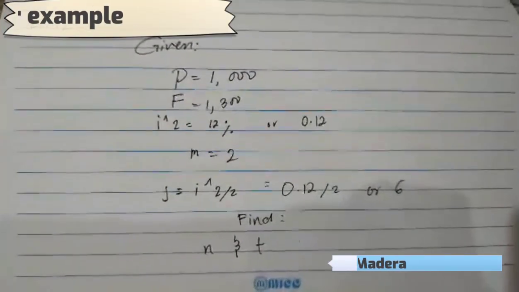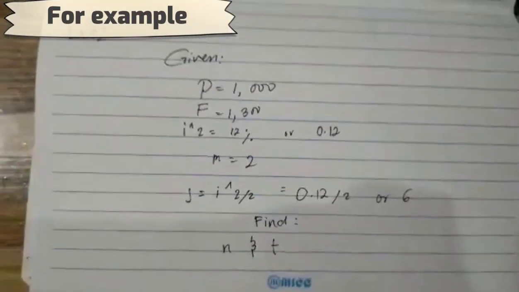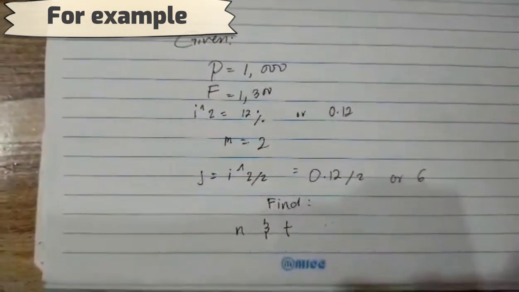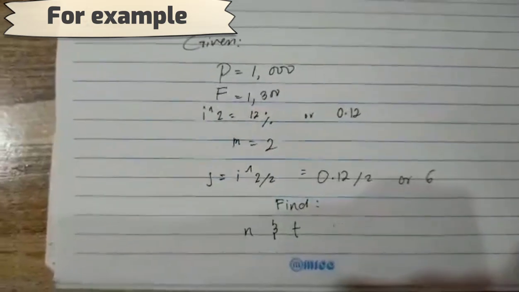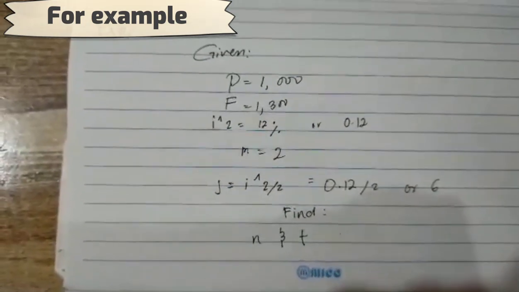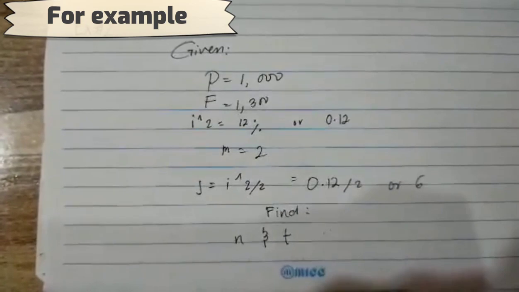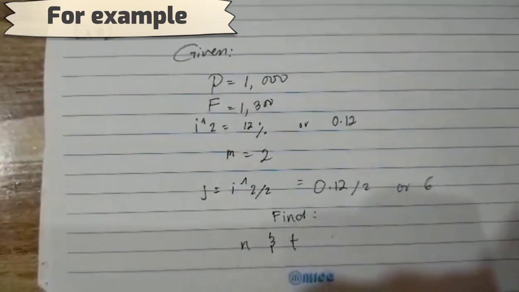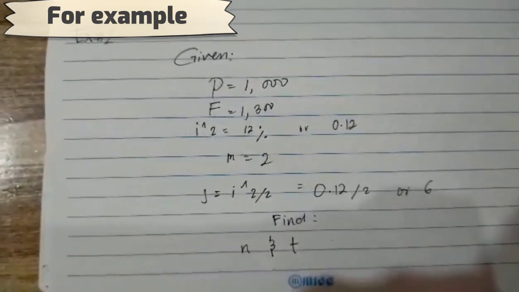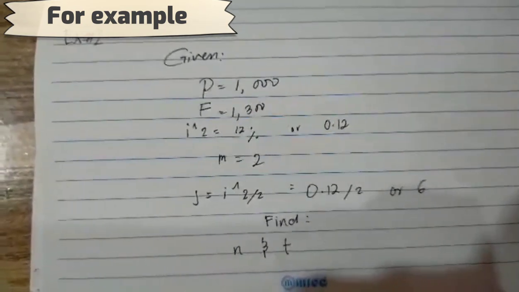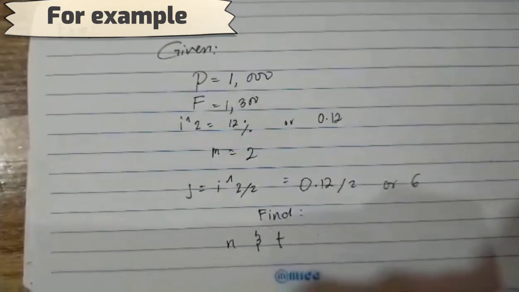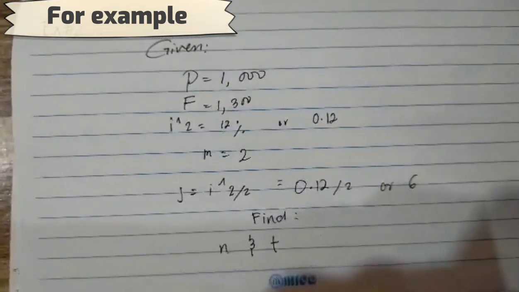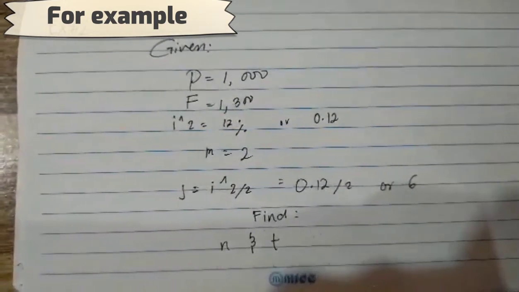How long will it take 1,000 pesos to earn 300 pesos if the interest is 12% compounded semi-annually? So our given is P is 1,000, F is 1,300, and our j(2) equals 12% or 0.12. Our m is 2. Our interest rate is j(2) over 2 equals 0.12 over 2, or 6%. And we have to find our number of periods and our time here.